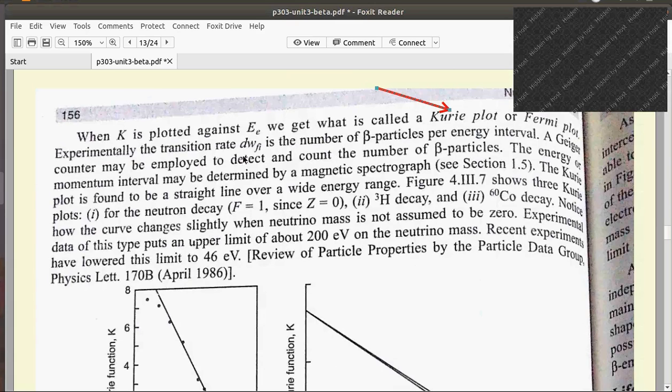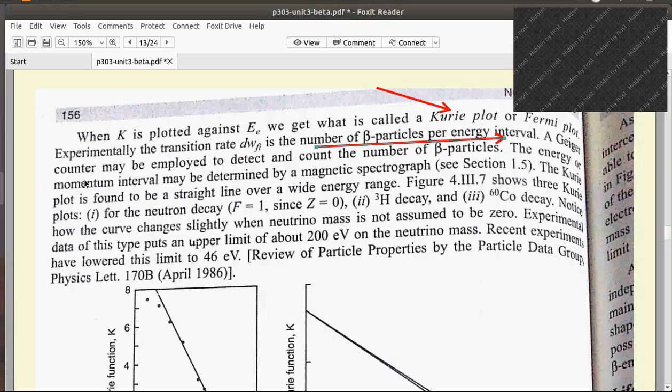Experimentally, the transition rate dWFI. So now what is dWFI? Experimentally, if you want to measure dWFI, then it is the number of beta particles per energy interval. What does this mean? They are explaining it with a Geiger counter. All of you are familiar with the Geiger counter.